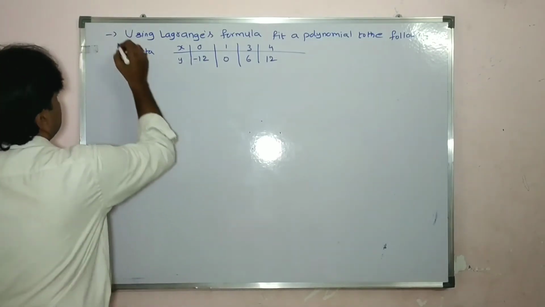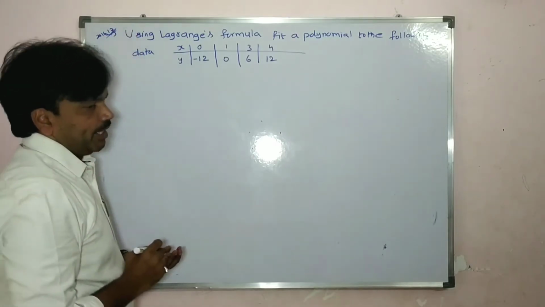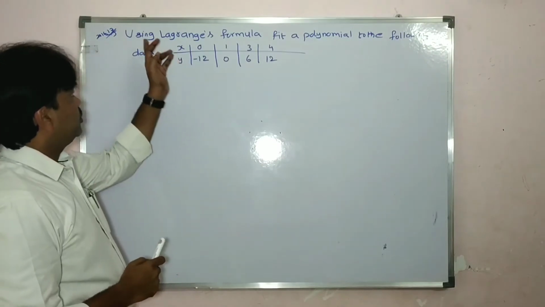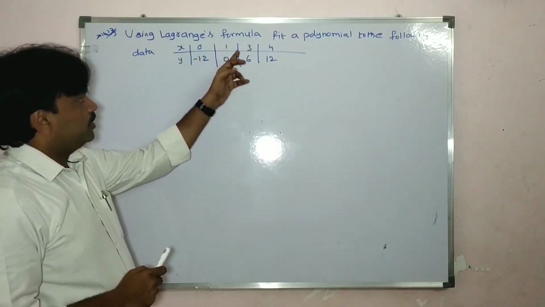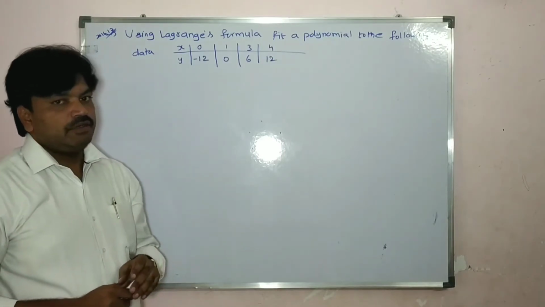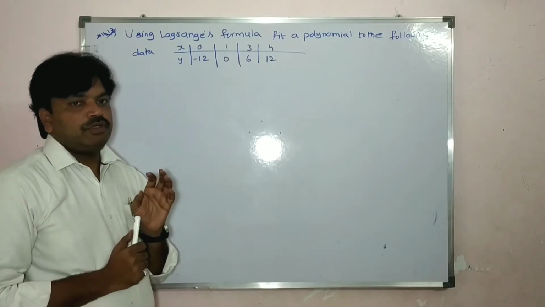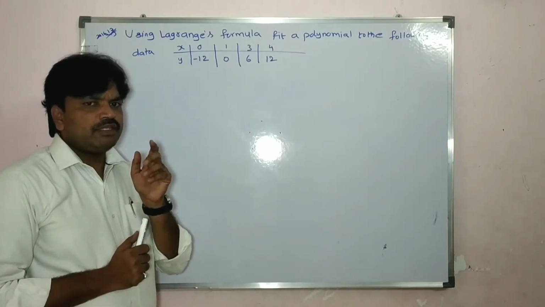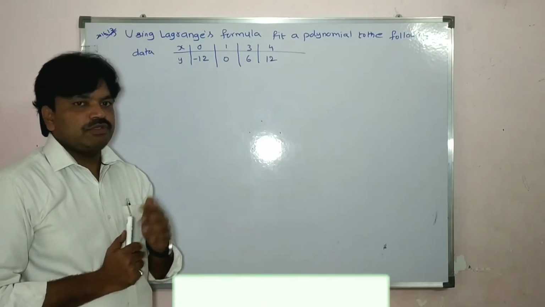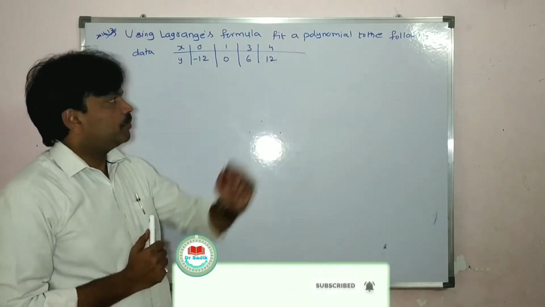This is a 2016 and 17 repeated question, students, in JNTUK. So important. Using Lagrange's formula, fit a polynomial to the following data. This is a different model problem, students. Previously we found y of 10, y of 15, like that. But this time we are finding a polynomial, students.